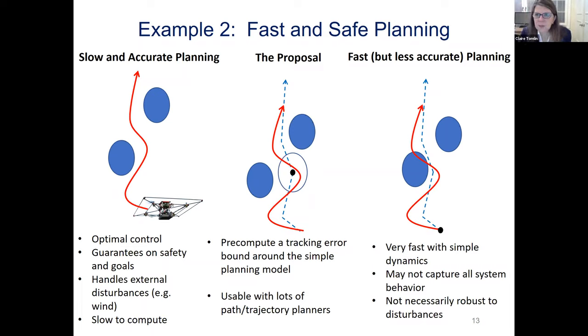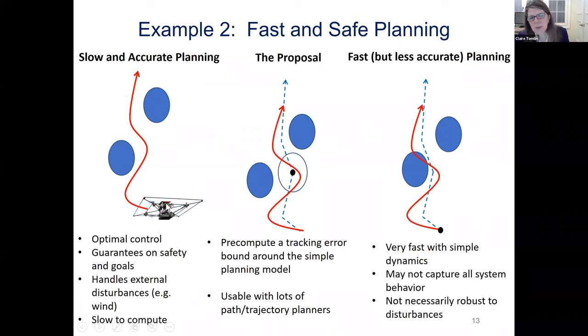This is a method which we call FaSTrack, for fast and safe tracking. The idea is to use reachability in robotic planning, in collision avoidance and maneuvering around obstacles. The three columns here represent three different paradigms. The left-hand column is what we've done in control theory for path planning and collision avoidance up to now. I call it slow and accurate, because typically we use a dynamic model of our robotic system. We want to capture the motion as well as the angular motion of the vehicle, in this case of this quadrotor. Then we plan the trajectory through obstacles using optimal control in a constrained field. So we can do that.